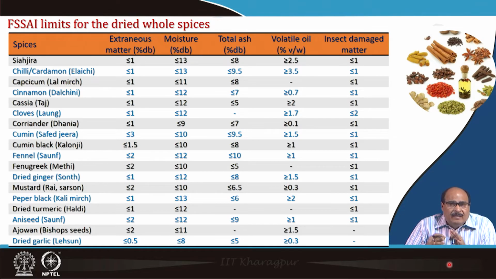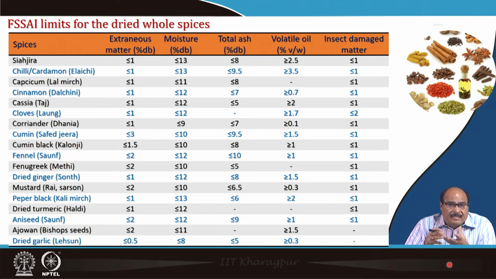less than 3% or equal to 3%. The extraneous matter less than 10%. Moisture, total ash less than or equal to 8%. Volatile oil less than or equal to 1%, and insect damaged matter less than or equal to 1%.